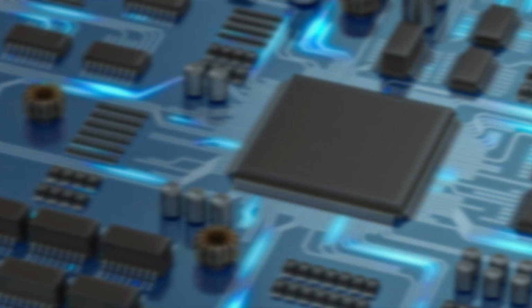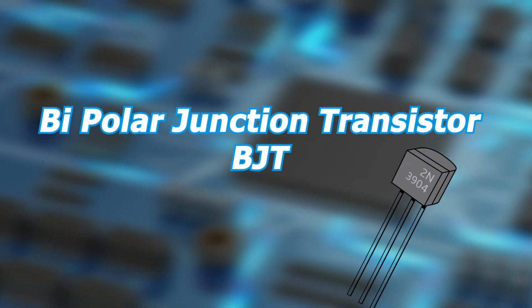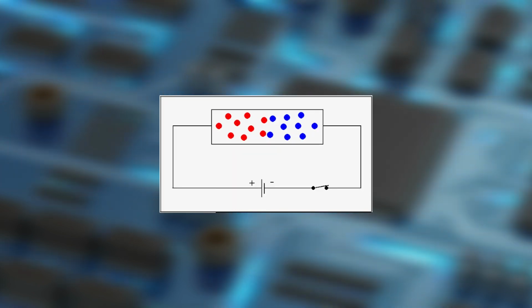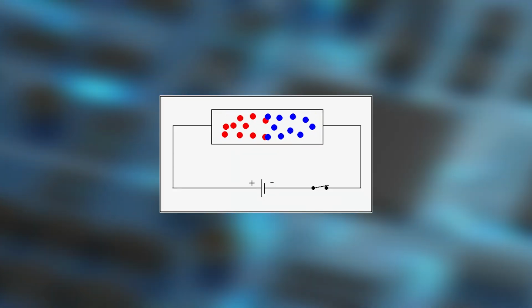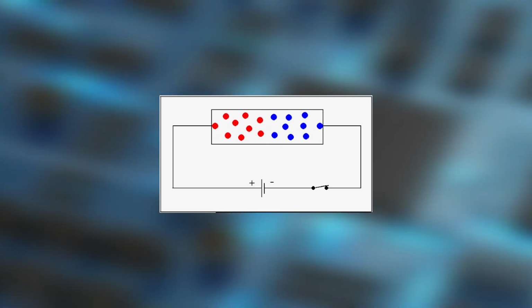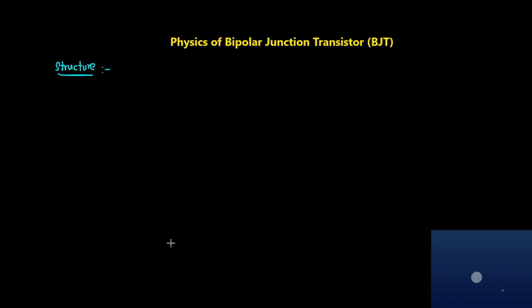In today's video, I am going to discuss the most fundamental component in electronics, that is, the bipolar junction transistor. The BJT, or bipolar junction transistor, uses both electrons and holes as charge carriers, therefore it is called bipolar, meaning having charge carriers of both polarities. There are two types of bipolar junction transistor, NPN and PNP.